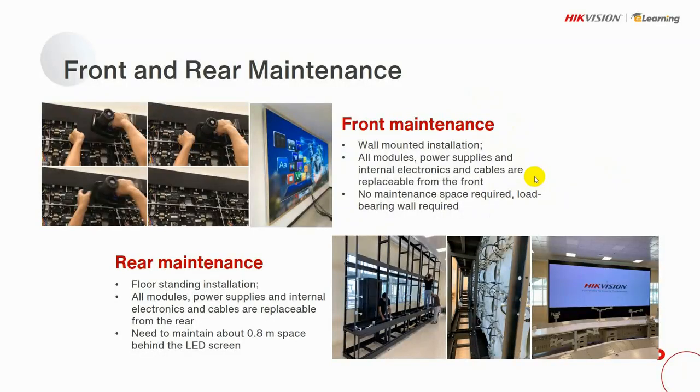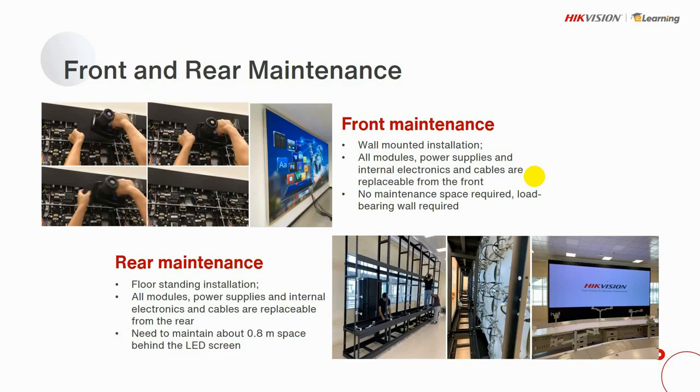So talking about front and rear maintenance, if you don't know what front or rear maintenance is, here is an example for you. For front maintenance, we usually use it for wall-mounted LED. All modules, power supplies, internal electronics and cables are replaceable from the front, like we do all the cable connection work and then pass the lamp board on it. This is the last step.